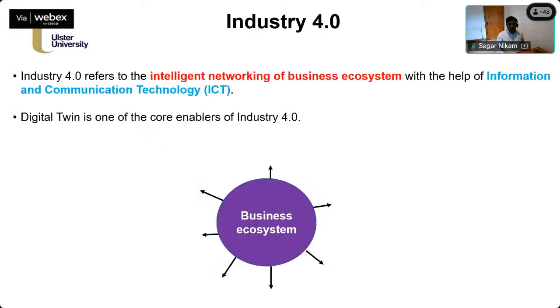Going to the first term, Industry 4.0. We all know this, we term Industry 4.0 as the fourth industrial revolution, and we are just entering Industry 5 now. That's what the business ecosystem currently terms it as. When we talk about Industry 4.0, it's all about intelligent networking of the entire business ecosystem through advanced information and communication technology. And I would say digital twin is one of its core enablers.